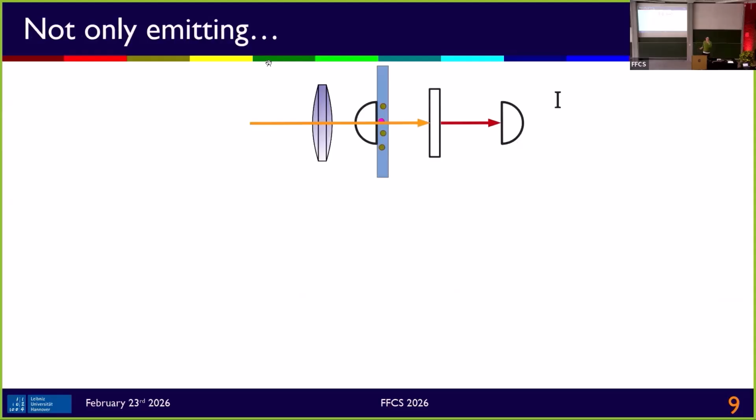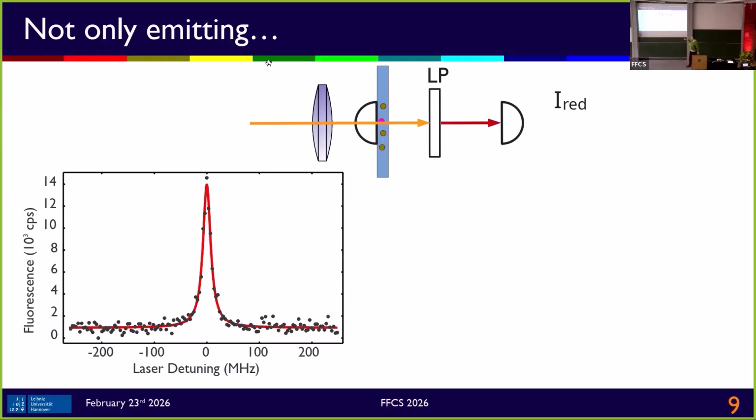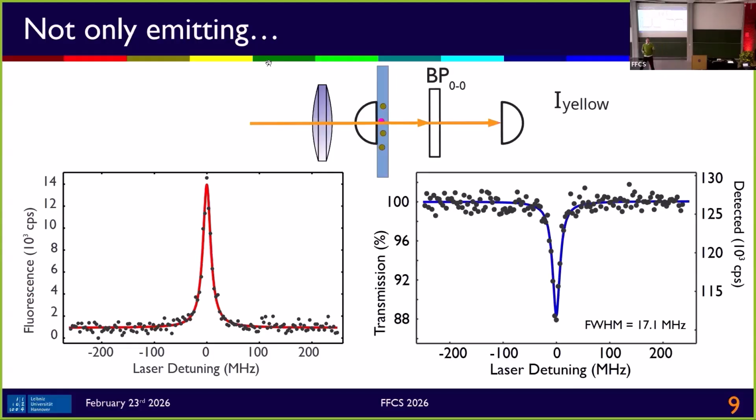So these molecules are very good because they can not only emit light. Here is a depicted emission scheme: I have a long-pass filter and I get the red light out. I have this frequency scan, and I see this typical Lorentzian line. But what I can also do is absorb the light. So I can not only send out light with a molecule, but I can also receive it.